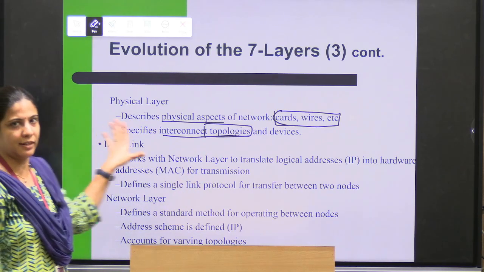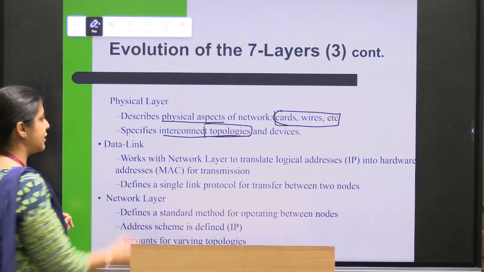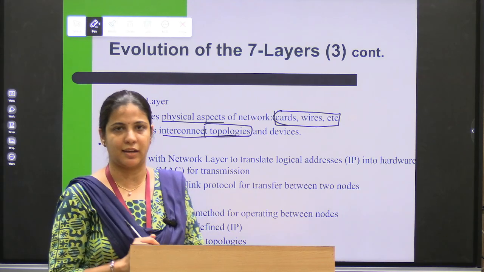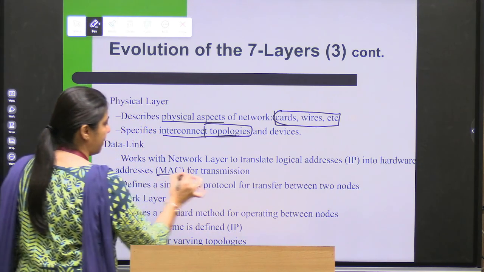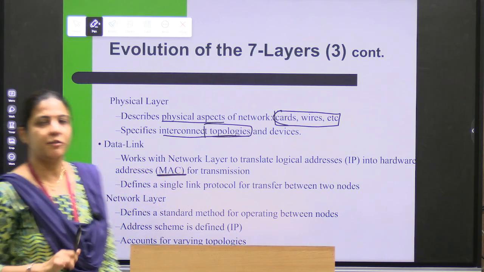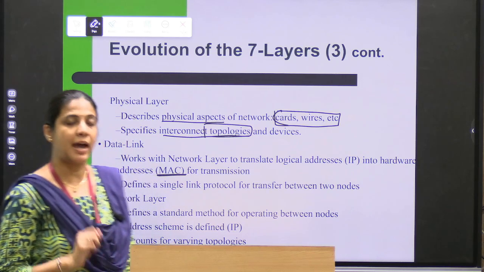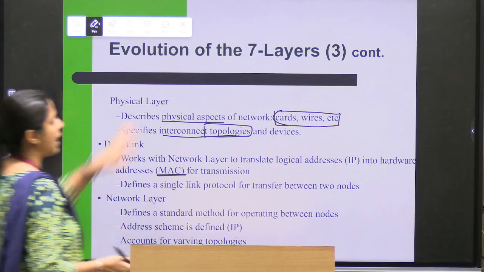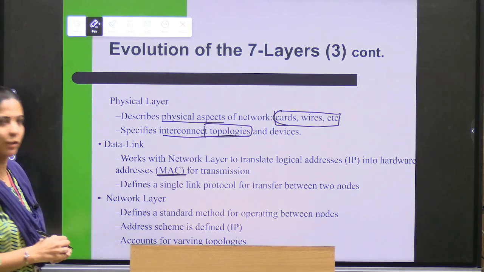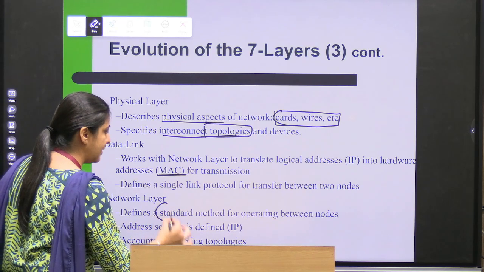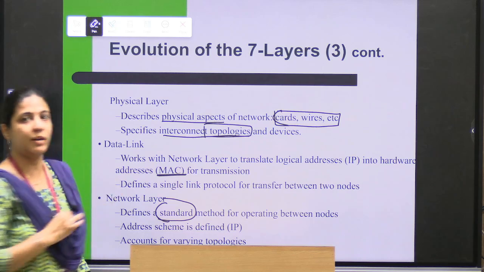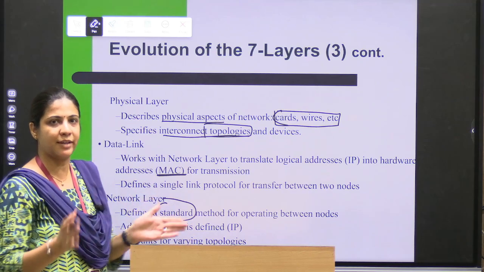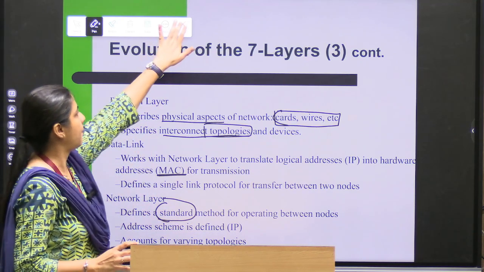Then the data link layer. The data link layer is divided into 2 parts. One is the MAC layer and the other is the logical link layer. The MAC layer is responsible for the physical addressing of any system, and the logical link layer is responsible for logical addresses, that is our IP address. Third was the network layer, in which standards were explained, that is, there were a few standard methods for operating between various systems, that is, nodes.